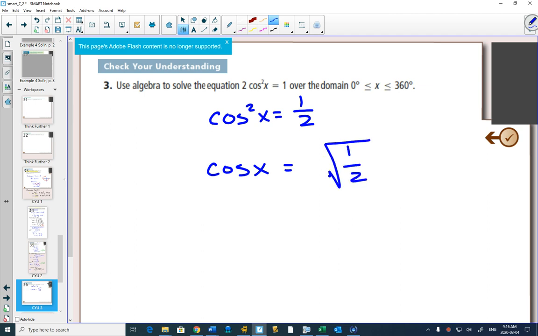And then I just made the number one mistake everybody makes. I forgot the plus or minus. Oh, yes. Now, this is a non-calculator question.